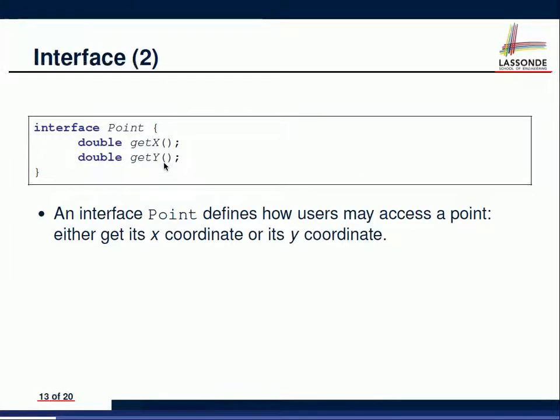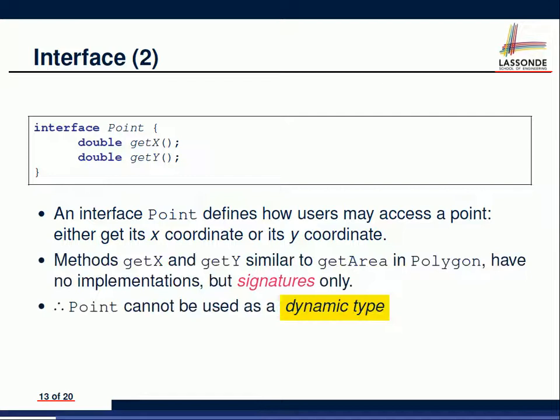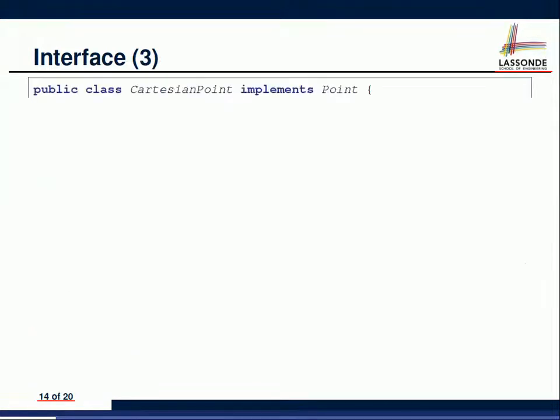So the interface simply declares what a user of the point can do. They will simply call getX and getY. They don't have to worry about which system is being used under the hood. Okay, so can that be a dynamic type? Now let's have a quick look at the implementation, and then we'll trace it.